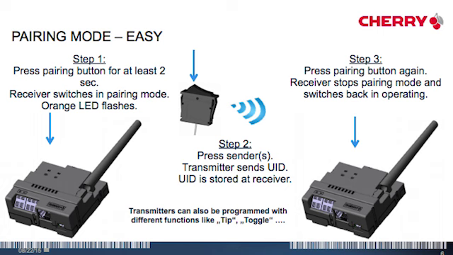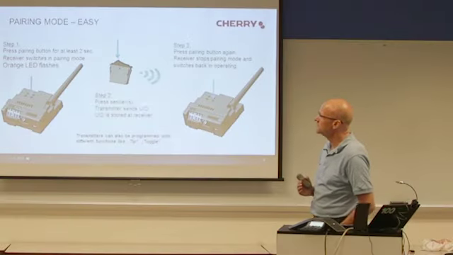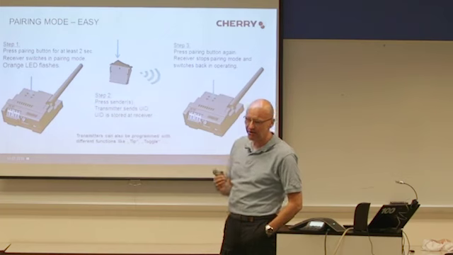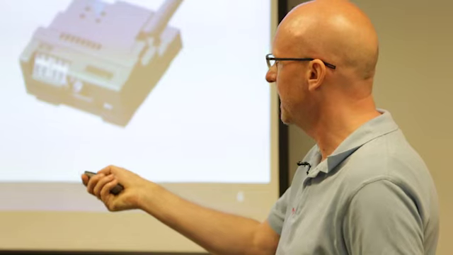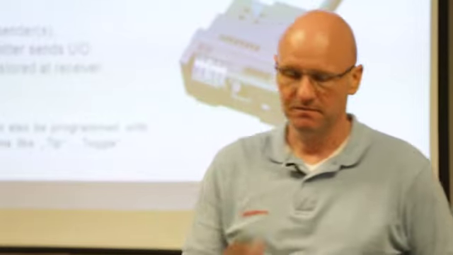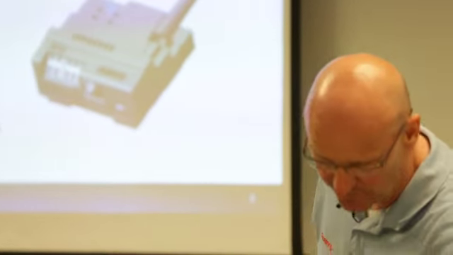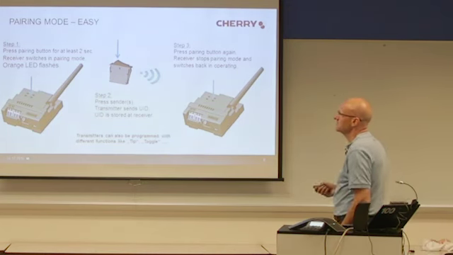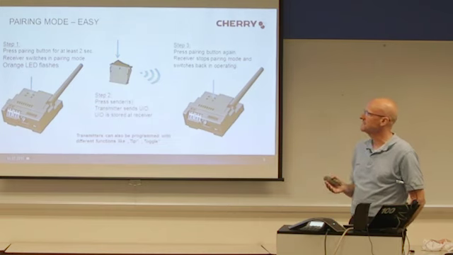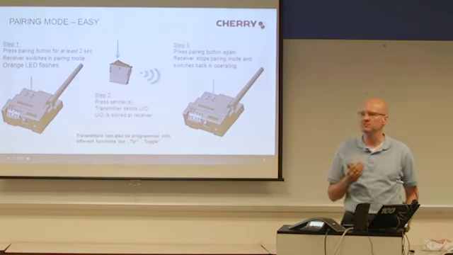Okay, let's go back to easy mode, the very easiest way to pair a sender to the receiver. On slide 6, the first step is you have to activate the pairing mode on your receiver. Activation of the pairing mode means you have to press the so-called pairing button on the receiver, the right one, for at least 2 seconds. Press it with a pencil, it's the best way, and then the receiver switches into pairing mode.